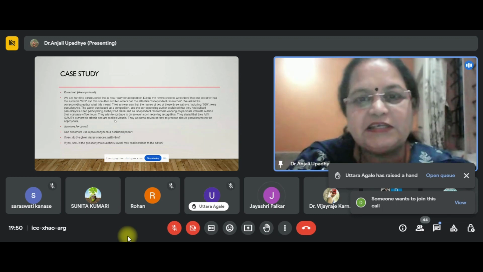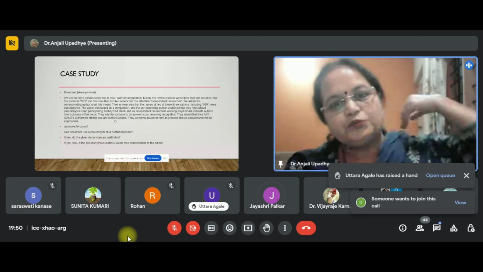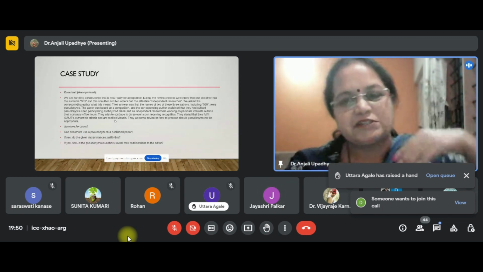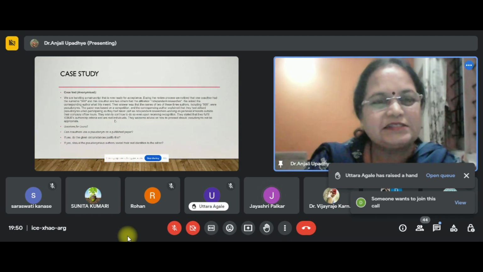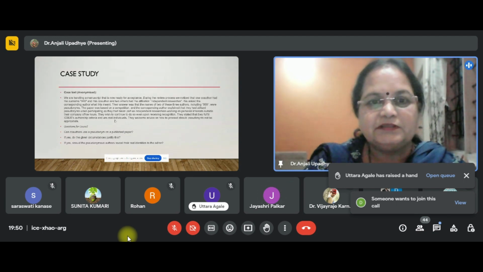This is the case that we need to discuss over here, that how COPE has given the solution to this case. So this case, I'm reading this case. You can also read with me. We are handling a manuscript that is now ready for acceptance.